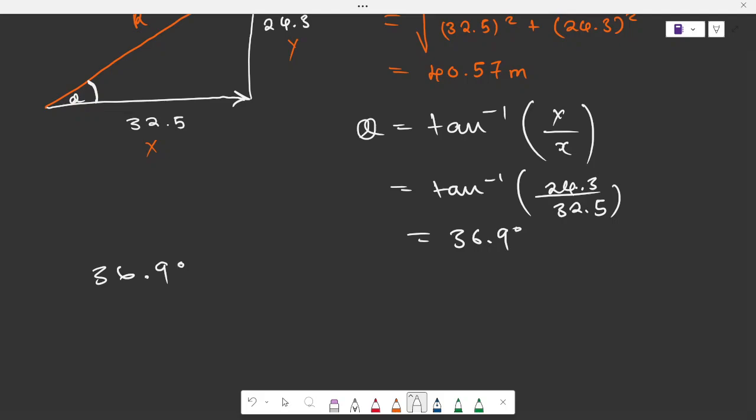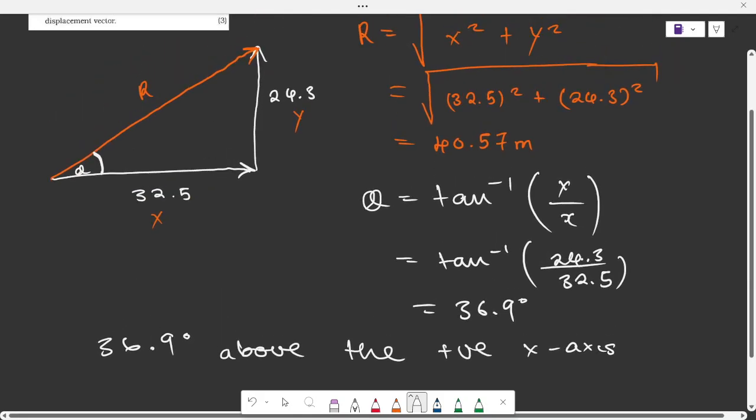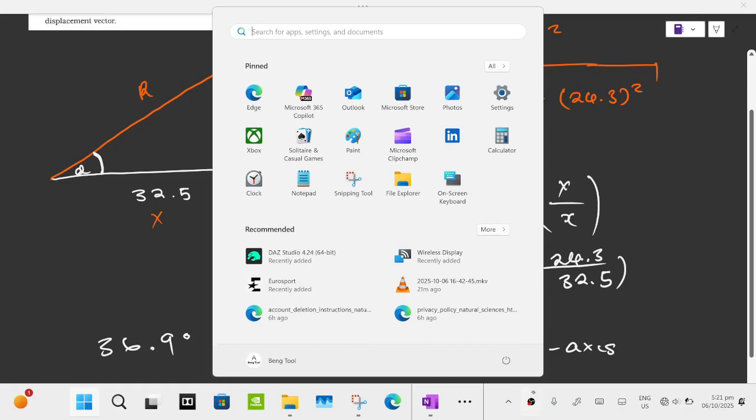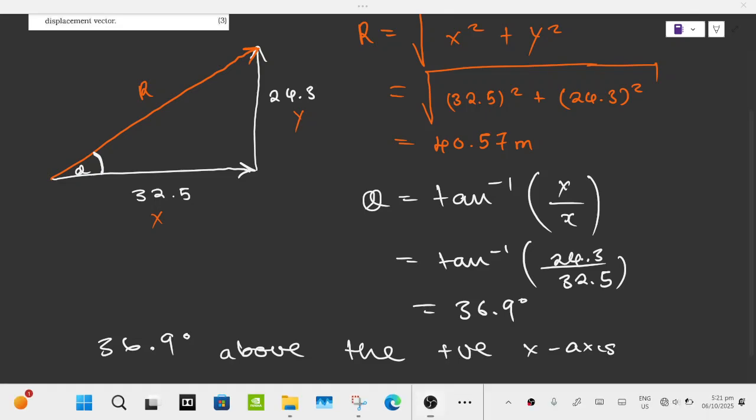So the direction of this superhero is 36.9 degrees above the positive x-axis. So that's how you go about solving this question. Very simple and straightforward.